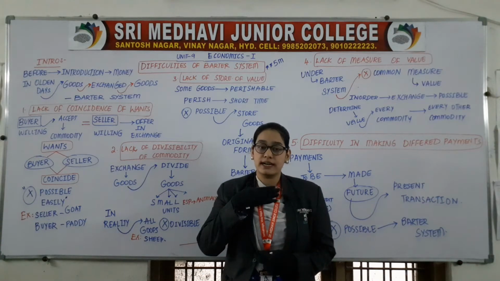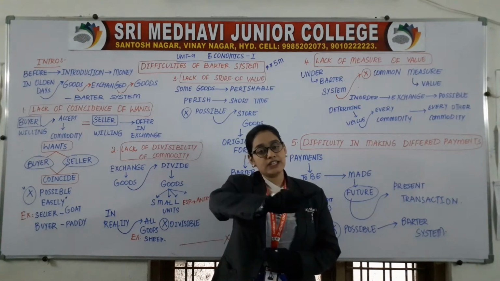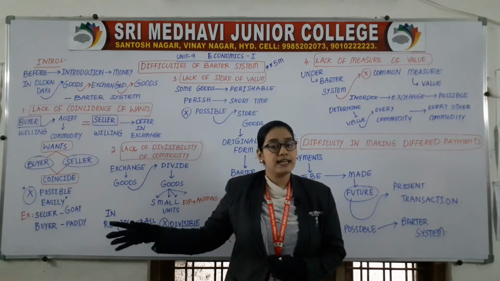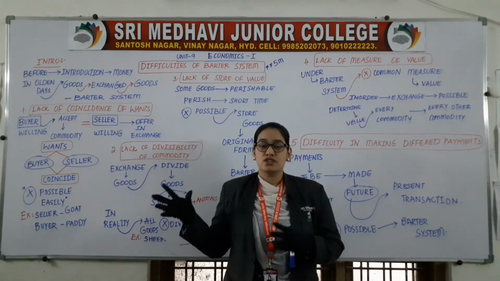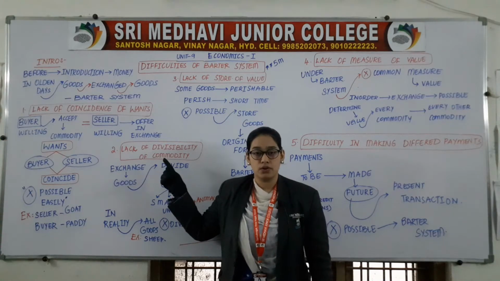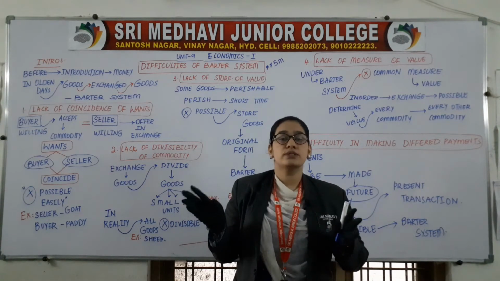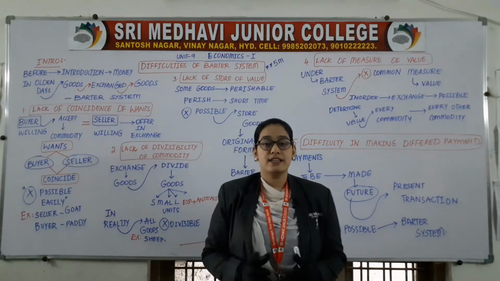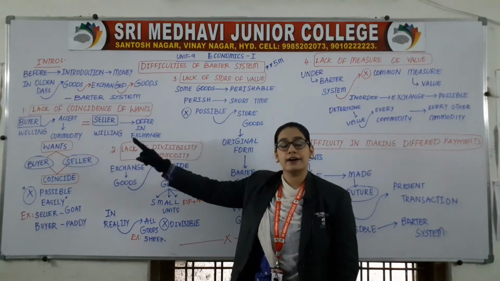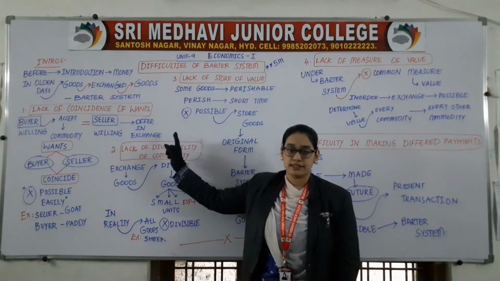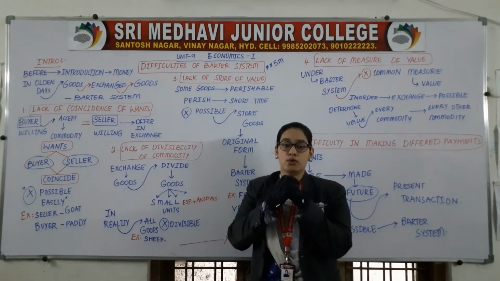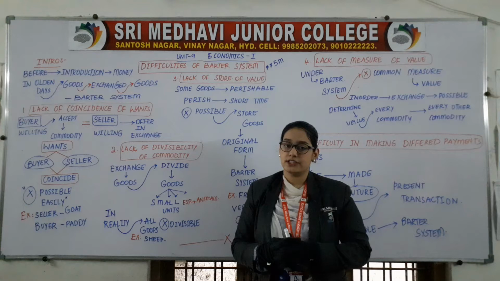For example, I want rice means it's not necessary that each and every person in the market is selling rice. They may be selling fruits, they may be selling vegetables, etc. So it was very difficult to match our wants, to coincide our wants. So easily you could not sell and you could not buy the vegetables during the barter system. So first point here is lack of coincidence of wants, means the buyer's wants and the seller's wants must coincide, must be matching with each other.